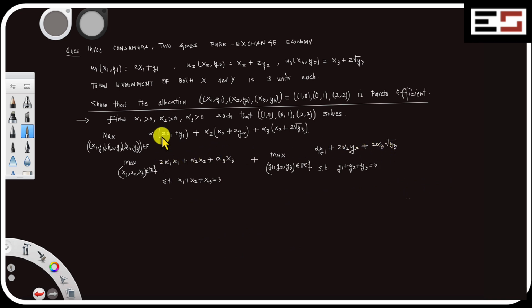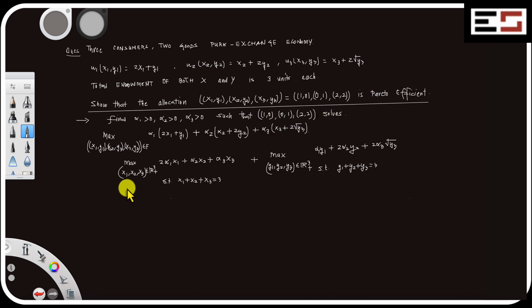So we want to construct alpha 1, alpha 2, alpha 3 such that x1 equal to 1, x2 equal to 0, x3 equal to 2 solves this problem, and y1 equal to 0, y2 equal to 1, and y3 equal to 2 solves this problem. Okay, so let's just see what kind of restrictions, what kind of conditions on alpha 1 and alpha 2 and alpha 3 are required so that we exactly get this as a solution.